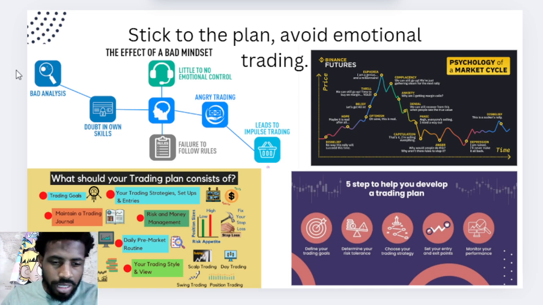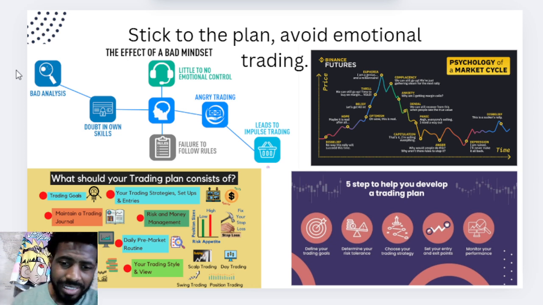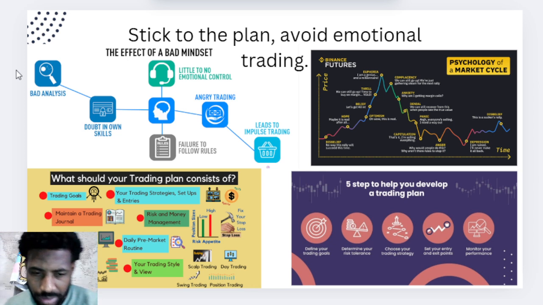Okay, and then you gotta know your trading style. Okay, know your trading style. Is it scalping? Is it day trading? Is it swing trading? Or is it position trading? Okay, this is very important. Okay, so five steps to help you develop your trading plan.